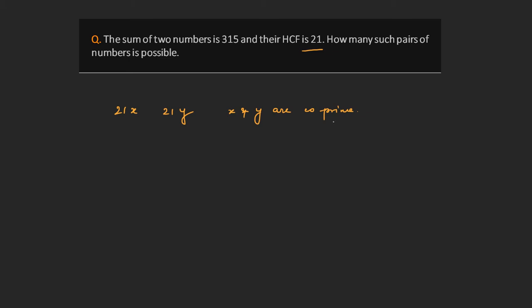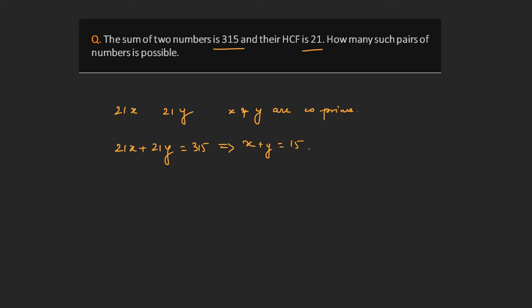Alright, next we are told that the sum of the numbers is 315. So 21x plus 21y equals 315. Dividing throughout by 21, we get x plus y equals 15. So we are looking for two numbers that are co-prime and that add up to give 15.